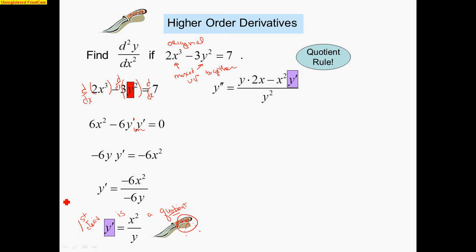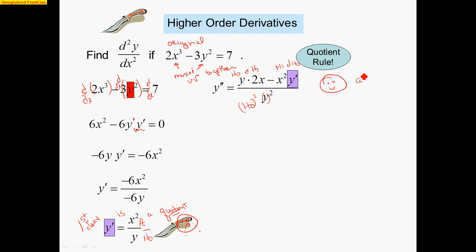To take the derivative of a quotient, right? This is high over ho. So the second derivative is ho times the derivative of x squared minus high times the derivative of y. What is the derivative of y? It's y prime. All over ho squared. So that's y squared. You have found the second derivative.